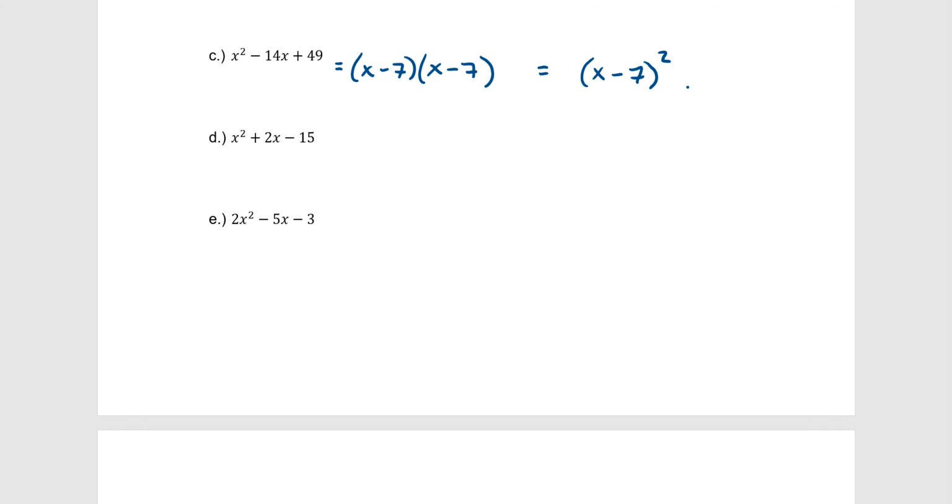And next one, x squared plus 2x minus 15. So if it can be factored, then it can be factored to x plus or minus something times x plus or minus something. Two numbers that multiply to negative 15 add to positive 2, positive 5, negative 3. x plus 5 times x minus 3.